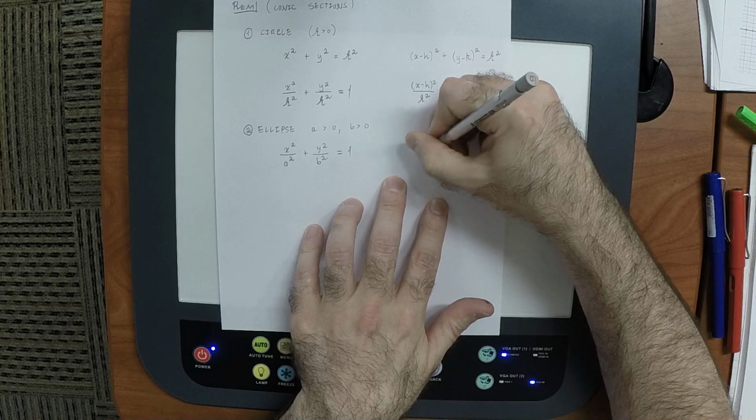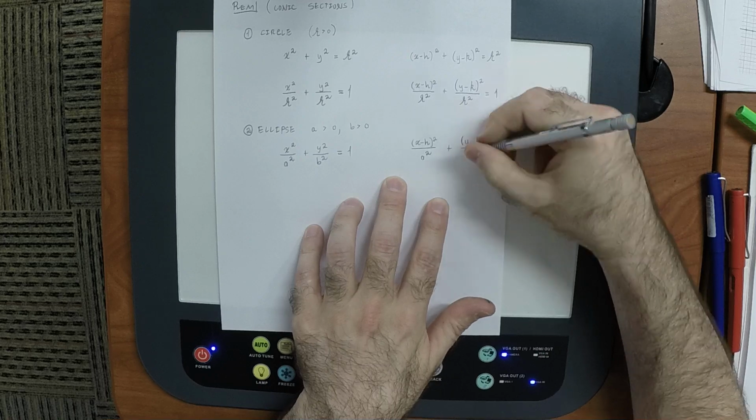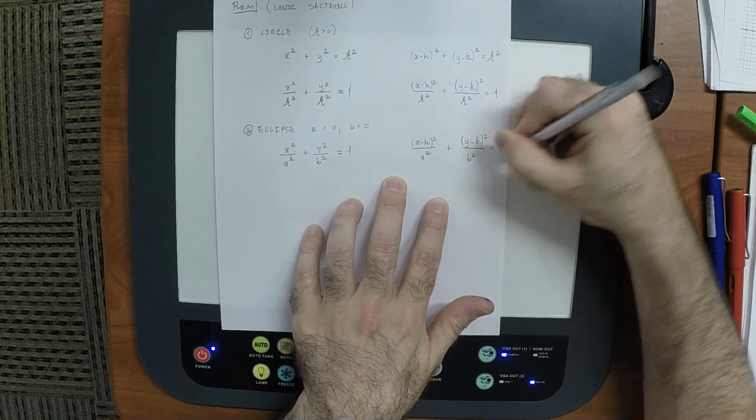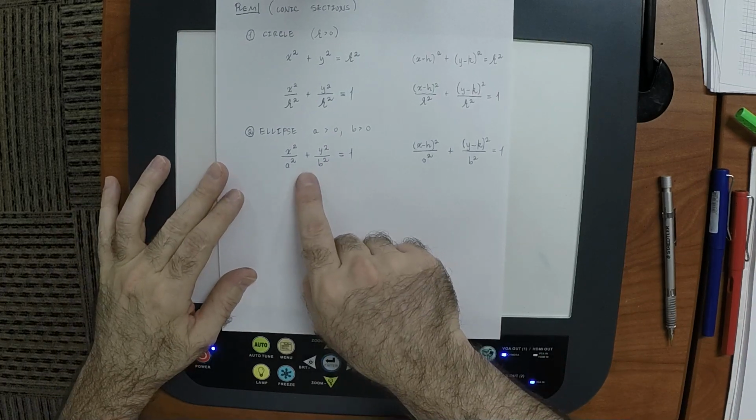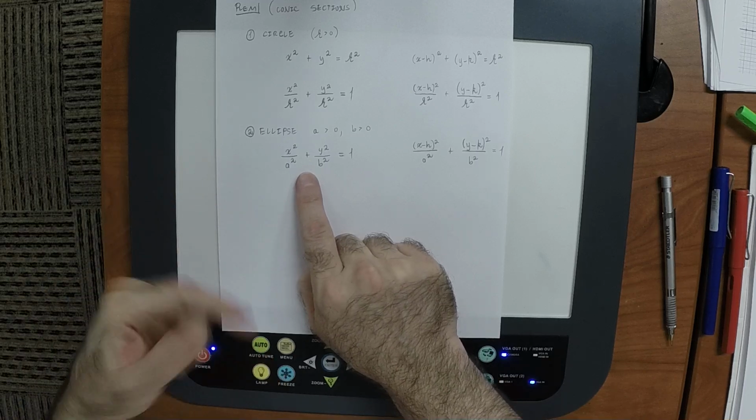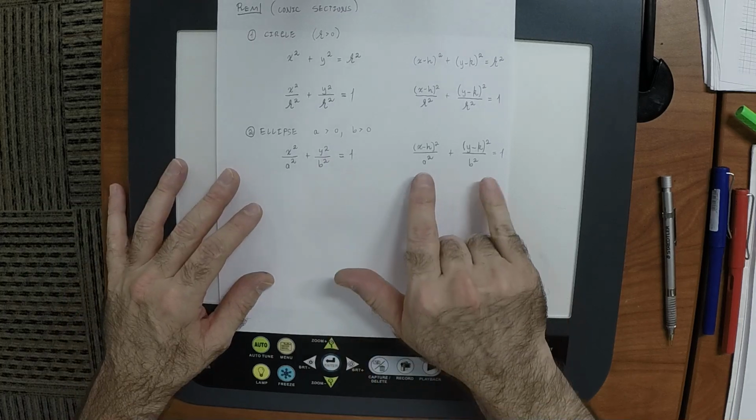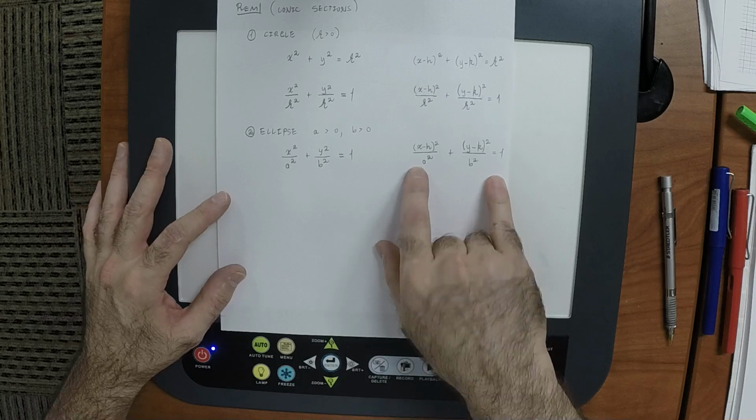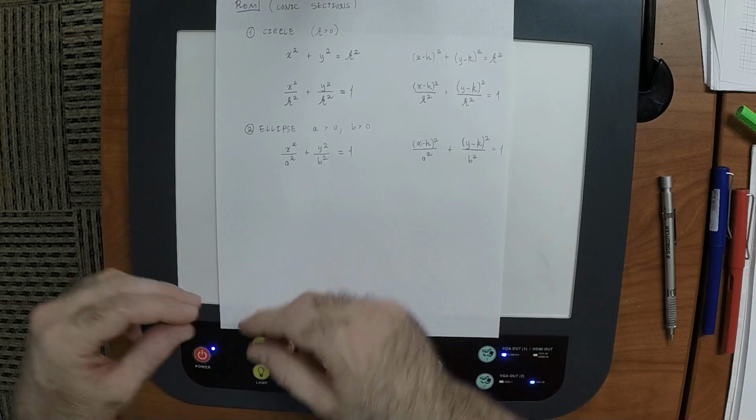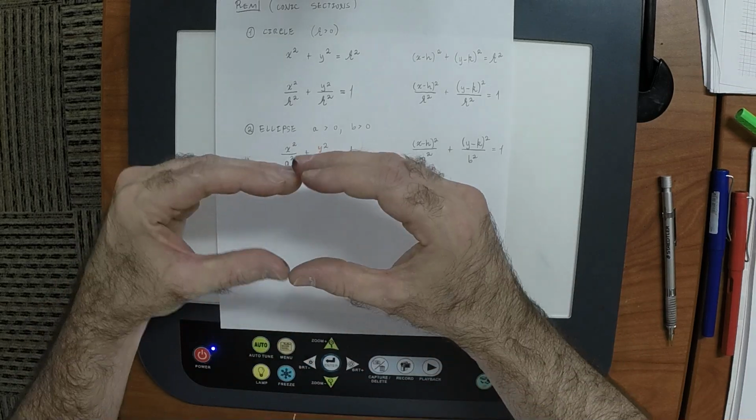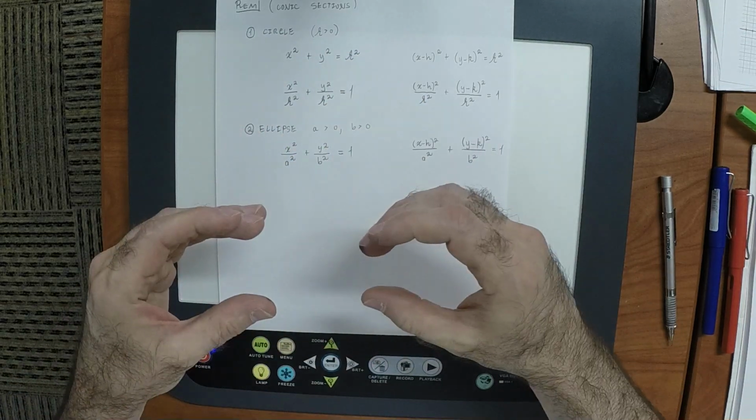(x minus h) squared over a squared plus (y minus k) squared over b squared is 1. So this one would be an ellipse centered at the origin with x radius a and y radius b. And this would be an ellipse centered at (h, k) with x radius a and y radius b. Notably, the relative size of a and b tells you whether it's squished like that kind of an ellipse, or like that kind, the tall kind or the short kind.